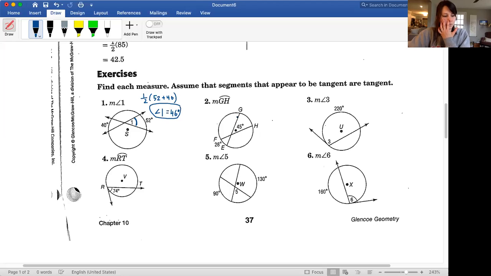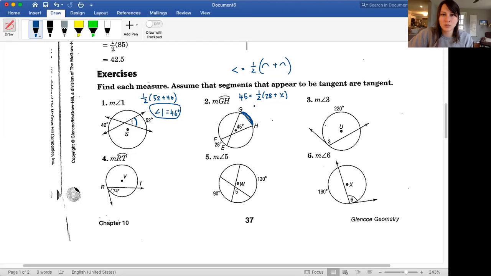Arc GH. So this time you're given the angle and you're missing the arc angle. So let's use the same idea. We know that 45 degrees would have to equal 1/2 of 28 plus something. I don't know what it is, plus GH basically. So I'm basically using the same idea. The angle equals 1/2 of the arc plus the arc, right? So I'm going to work backwards.